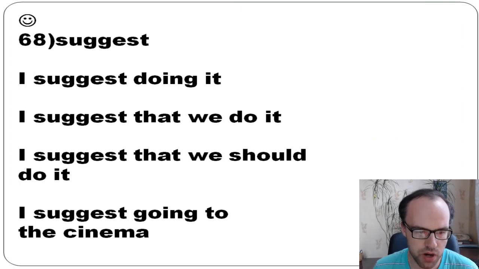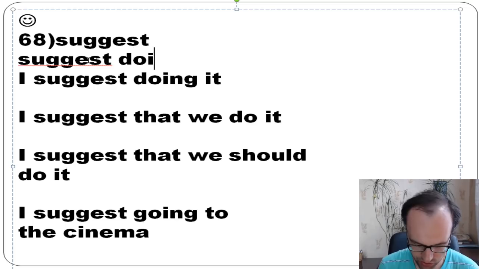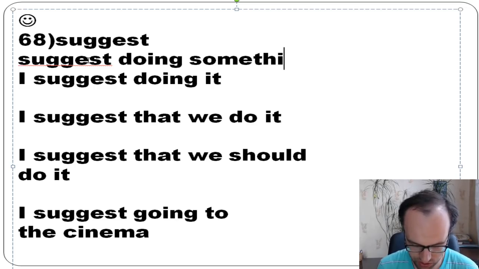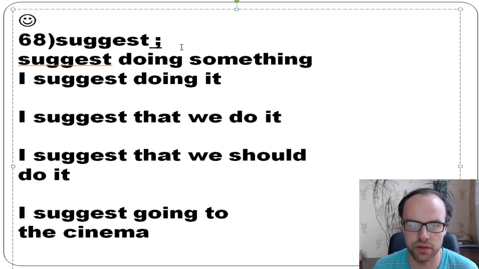Well, what about suggest? You know that we often use it when we speak, and students make mistakes with this word again and again. We say suggest doing something, okay? Please remember it. Suggest doing something. I suggest doing it, okay?